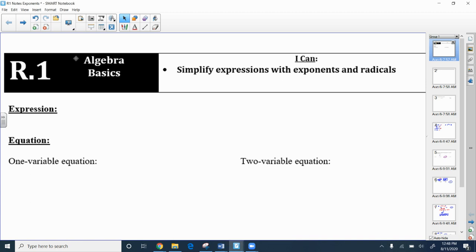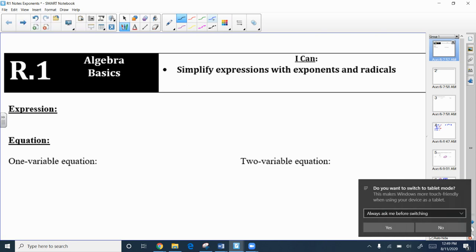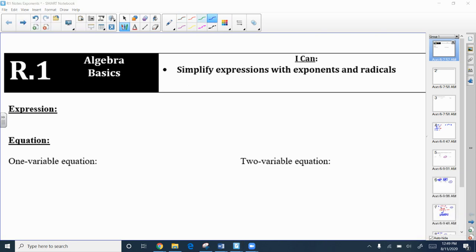So we're going to be starting out with reviewing some algebra basics today. This is the notes for R1, Algebra Basics. The unit, we just call it Unit R because it's review stuff. So it's all stuff that you should have seen before in Algebra 1 and Algebra 2. In this video, we are only going to simplify expressions with exponents, although our learning target is both simplifying expressions with exponents and radicals.